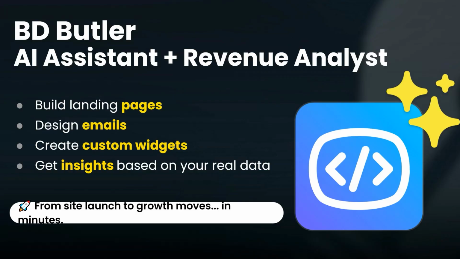It started off as, we like to call it, an AI vibe coding assistant, a personal AI developer that could help you build pages, emails, and widgets, which means potentially custom functionality. And now it's really starting to go beyond just building into helping you understand the actual business behind your website.